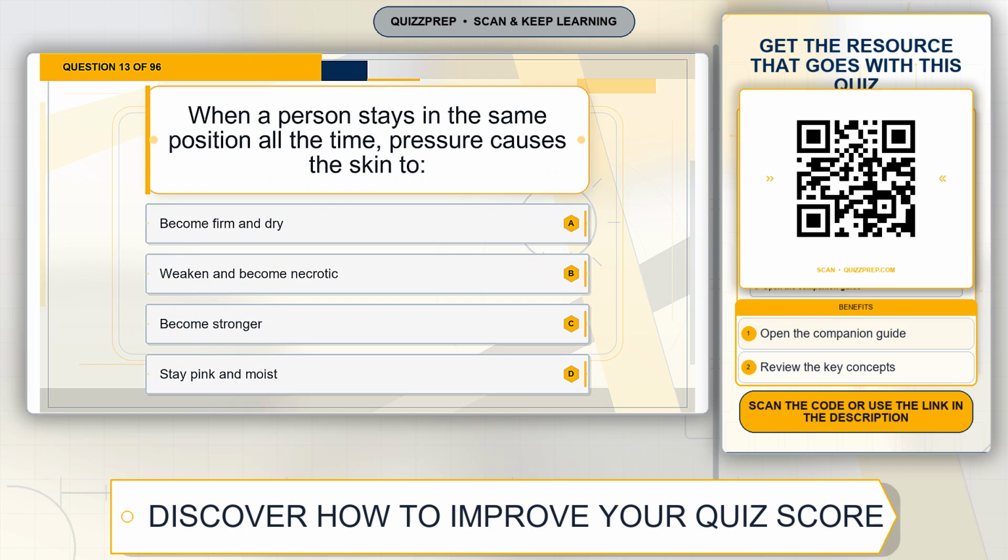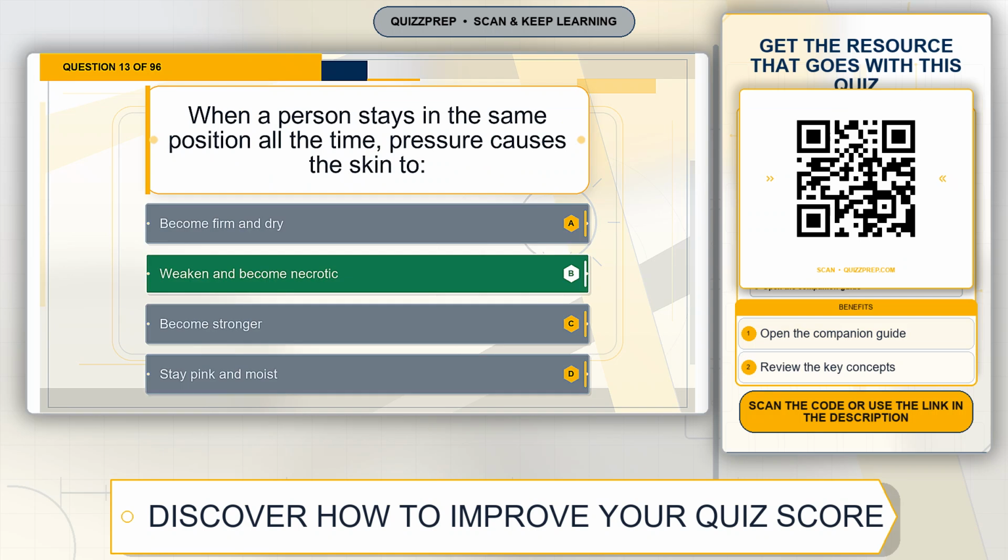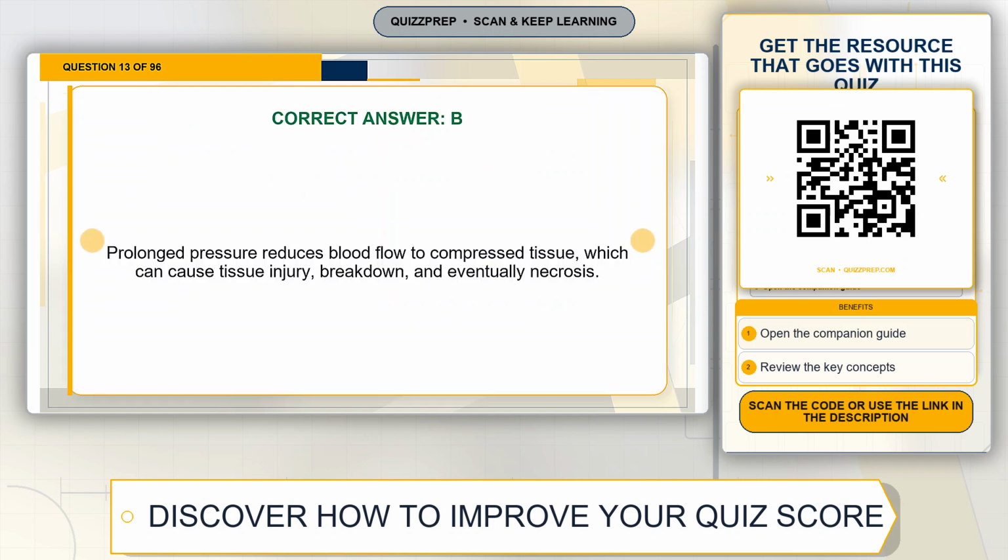Question 13. When a person stays in the same position all the time, pressure causes the skin to: Option A. Become firm and dry. Option B. Weaken and become necrotic. Option C. Become stronger. Option D. Stay pink and moist. The correct answer is option B. Weaken and become necrotic. Explanation. Prolonged pressure reduces blood flow to compressed tissue, which can cause tissue injury, breakdown, and eventually necrosis.